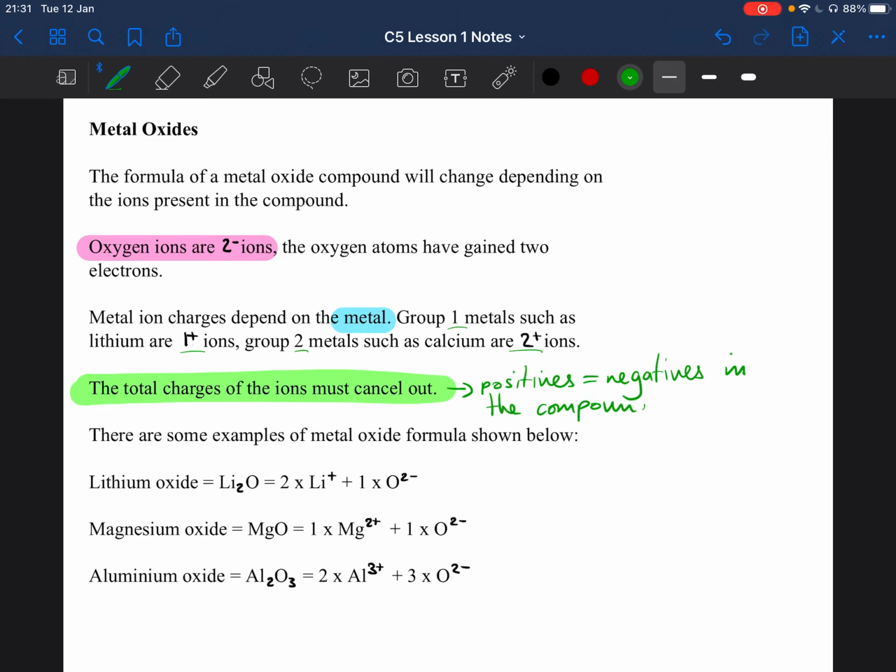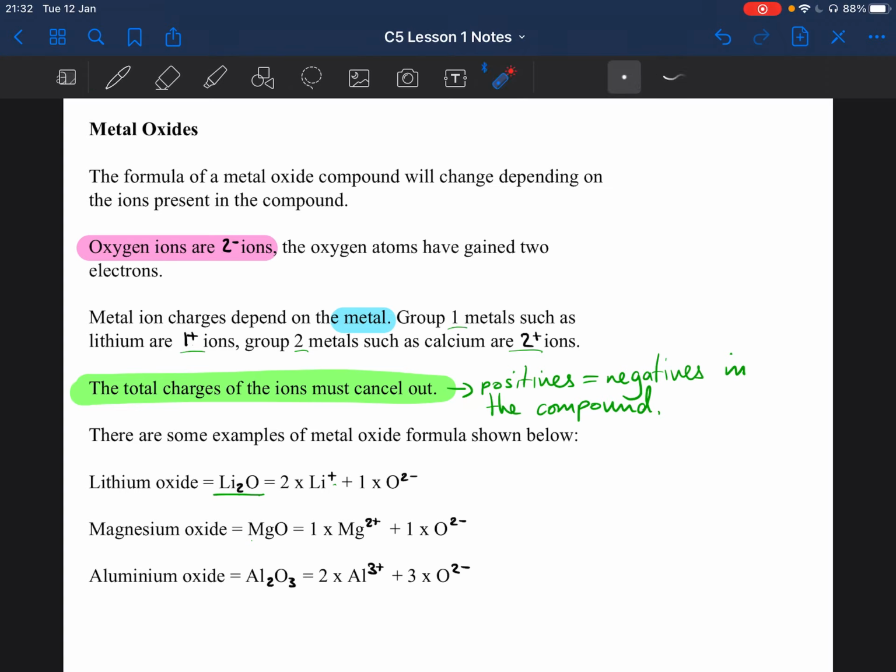So I've got some examples to show you right here. So if we look, we've got lithium oxide. Now the formula for lithium oxide is Li2O. And the reason for that is lithium is group 1, so it's a 1+ charge. Oxygen, as we know, is already a 2- charge. So in order to cancel out the 2-, we have to have 2 times the lithium. So the lithium gets a small 2 written next to it. If we look at magnesium oxide, that is MgO. Magnesium is a 2+ charge, oxygen is a 2-. So 1 magnesium will cancel out 1 oxygen.